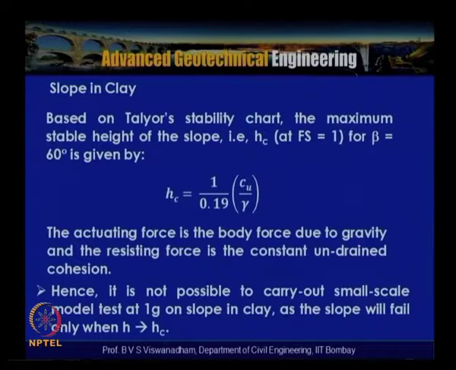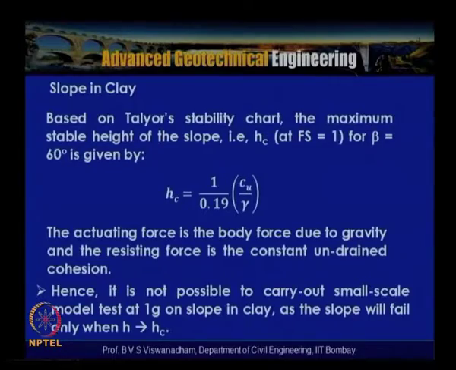So based on Taylor's stability chart, which we have discussed just now, the maximum height of the slope, that is Hc at factor of safety equal to 1 for beta equal to 60 degrees, is given by the stability factor 0.191. So we can write Hc is equal to 1 by 0.191 into Cu by gamma. So this indicates that in order to attain critical height, the slope actually has to reach this height, so that it will have a factor of safety equal to 1.